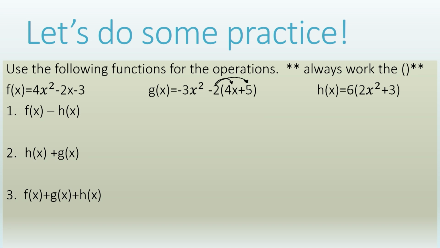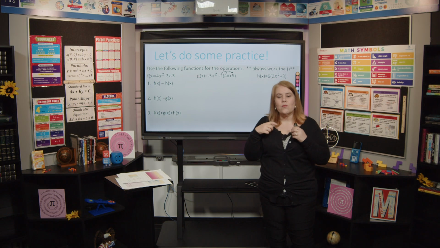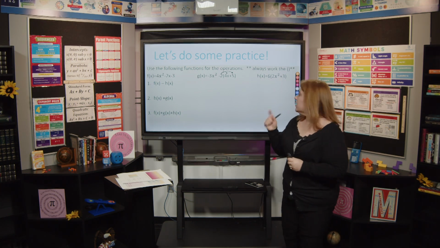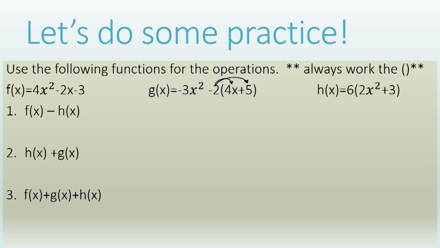Ms. Killen, why are you drawing the arrows? That helps me remember what I'm multiplying that negative 2 to. So let's see. Negative 2 times 4x is negative 8x. Negative 2 times a positive 5 is negative 10. And then bring down what I didn't use. That's my g of x extended. Now let's look at h of x. Now I have the 6 that I'm going to distribute to everything in those parentheses, wherein I have 12x squared plus 18.